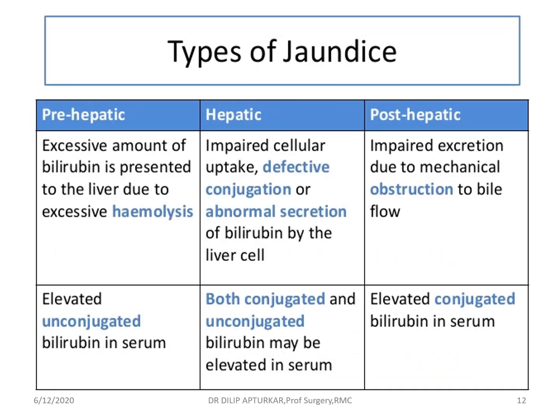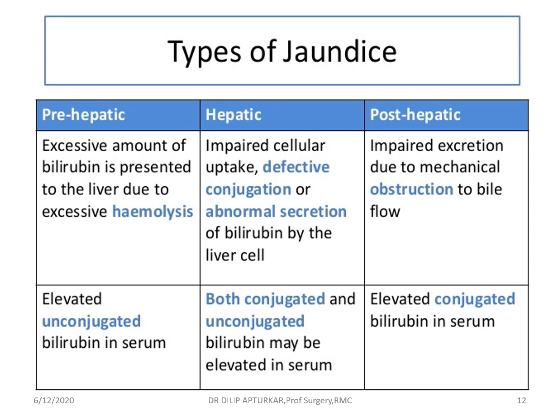So we can classify prehepatic, hepatic and post-hepatic jaundice. In prehepatic, there is an excessive amount of bilirubin due to breakdown of heme, which is not getting conjugated. So there is elevated unconjugated bilirubin in the serum. So excessive production of bilirubin due to hemolysis, which is not getting conjugated.